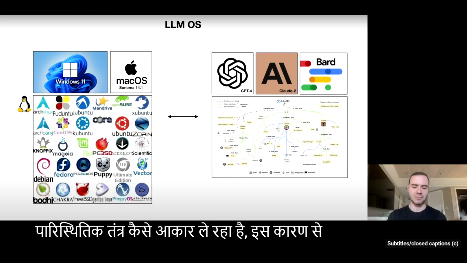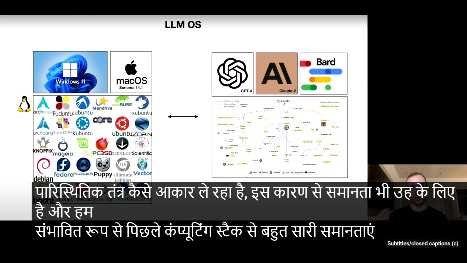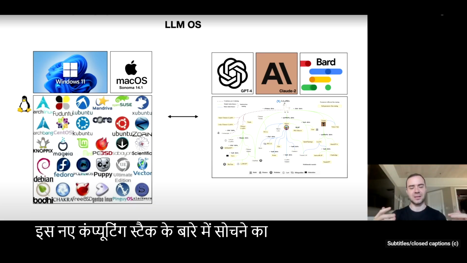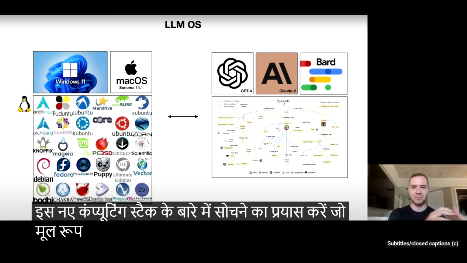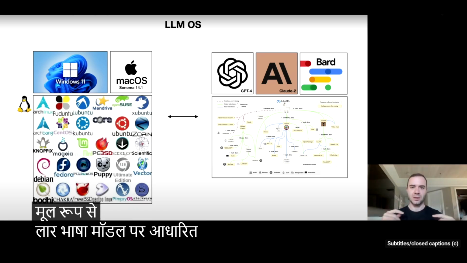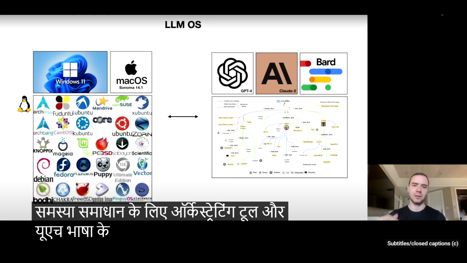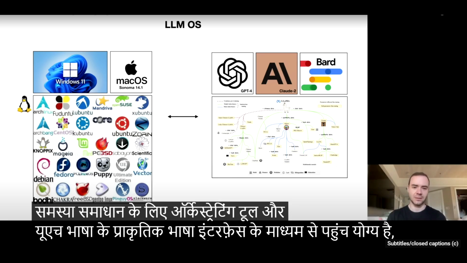And so I think the analogy also holds for this reason in terms of how the ecosystem is shaping up. And we can potentially borrow a lot of analogies from the previous computing stack to try to think about this new computing stack, fundamentally based around large language models, orchestrating tools for problem solving and accessible via a natural language interface.